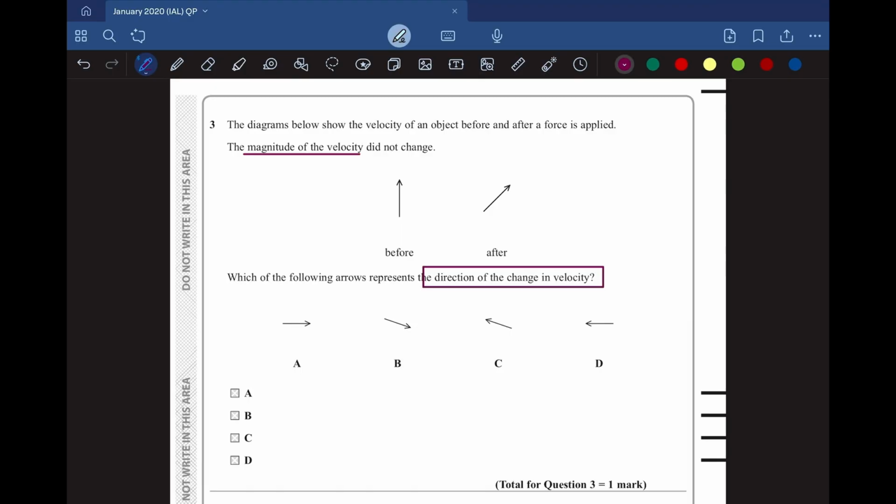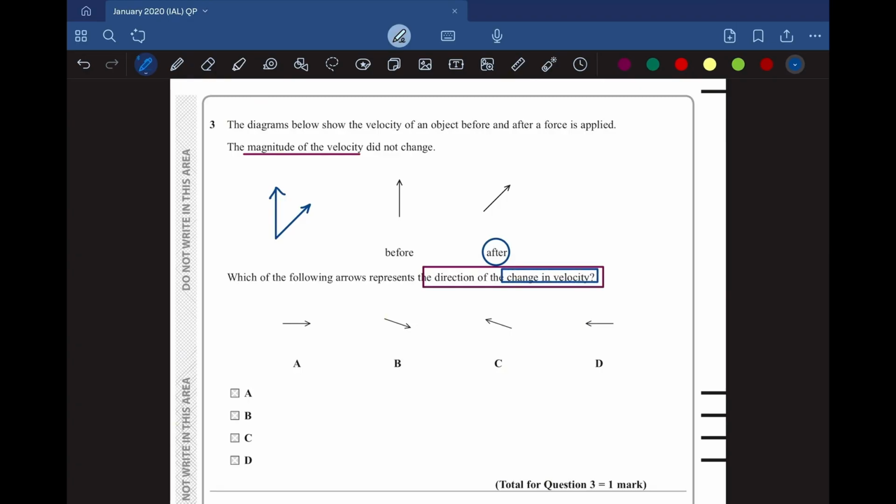Now let's draw for this one. Here the velocity was like this before, right? This was the velocity before, and after the force was applied, it became like this. It has turned towards the right. And the question says which of the following arrows represents the direction of the change in velocity. So basically they're asking about the change in velocity's direction.